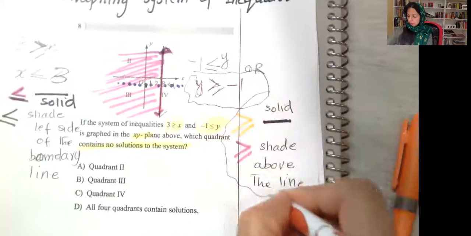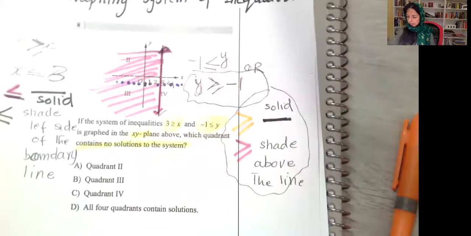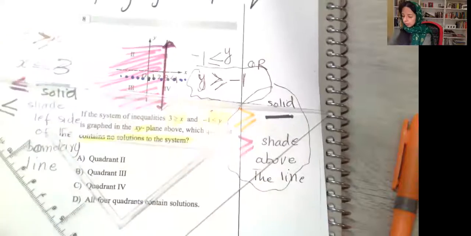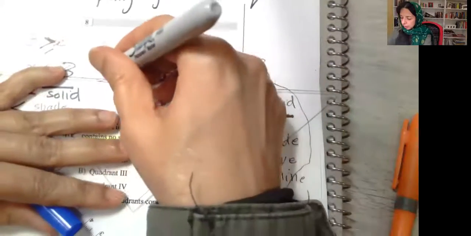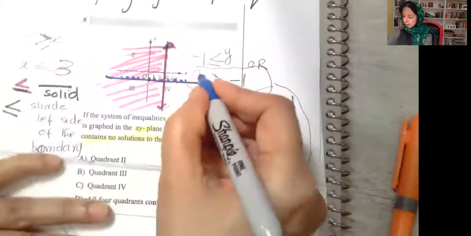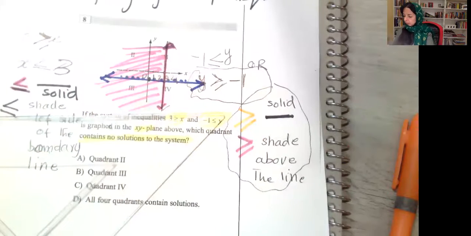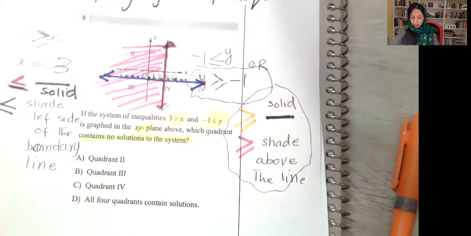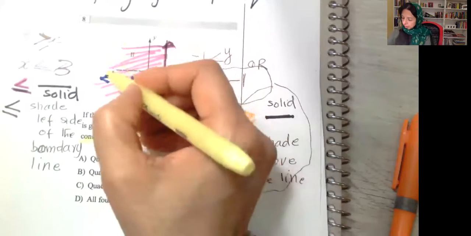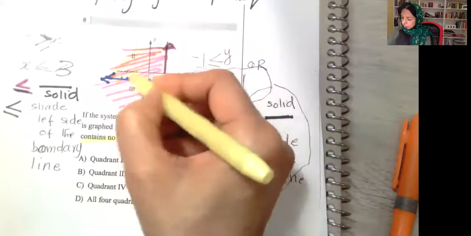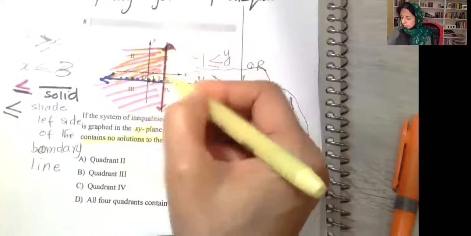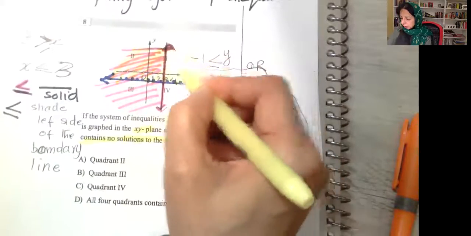These are very important things to remember when we are graphing. At this point, I am ready to connect those points with the solid line right here. We already decided which part we are going to shade, which is above the line. So let's shade with a different color. Everything on top of this blue line, I'm going to shade right there.